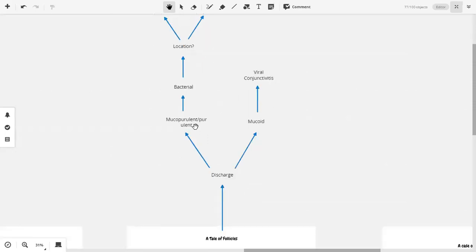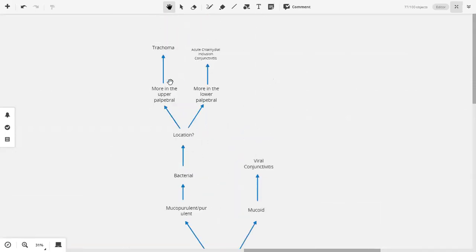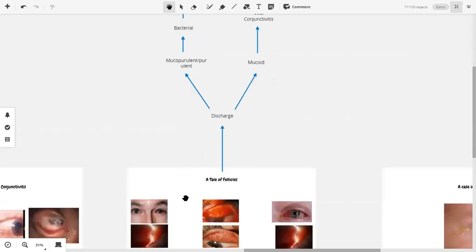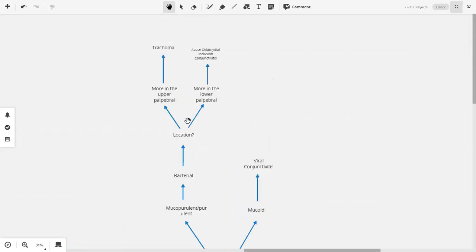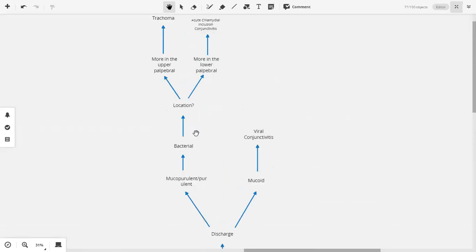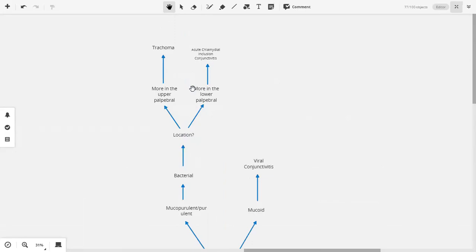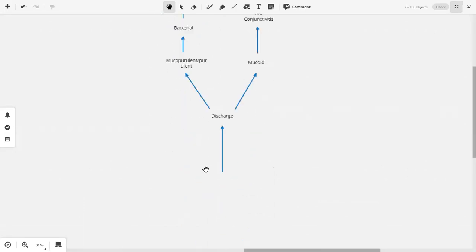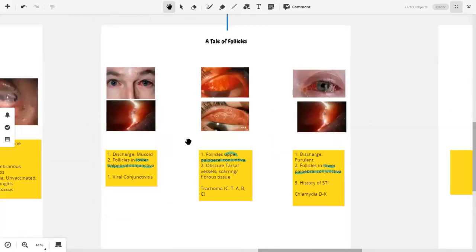If it's mucopurulent, then see where the follicles are. If they are more in the upper palpebral conjunctiva, in the context of follicles and a mucopurulent or purulent discharge, then our case is most likely trachoma. And if in the same patient, with follicles and a mucopurulent discharge, the follicles are more in the lower palpebral conjunctiva, then our diagnosis is acute chlamydial inclusion conjunctivitis. So these are important cases which you have to remember in a patient who has follicles in conjunctivitis.